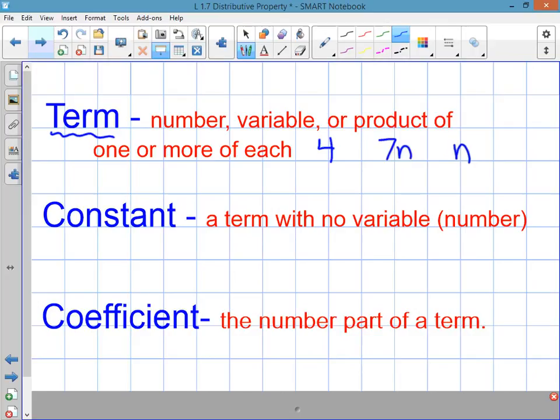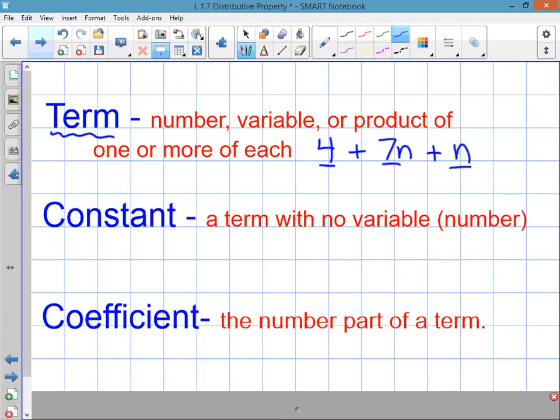Now if I take these 3 terms and I put them into an expression where I'm adding them together, now I have an expression that has 3 terms. 1, 2, 3. In an expression, a term is usually separated by an addition or a subtraction.